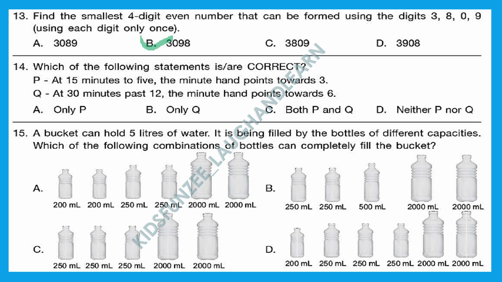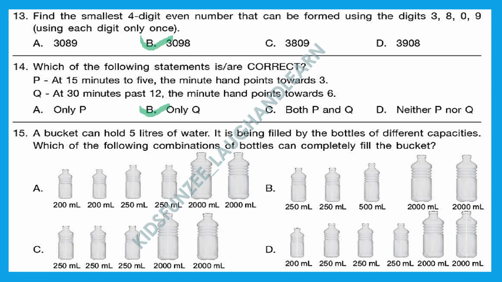Let's see Q. At 30 minutes past 12, the minute hand points towards 6, which is absolutely right because it will be 12:30. So option B, only Q is correct.